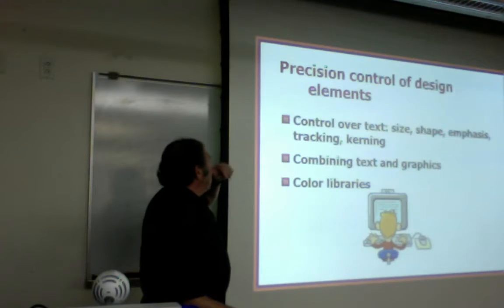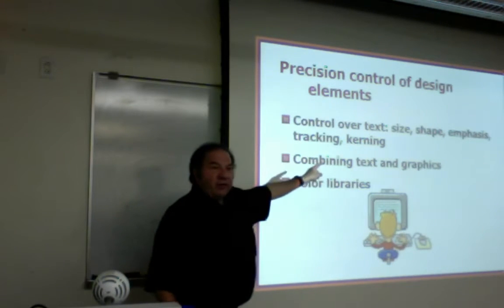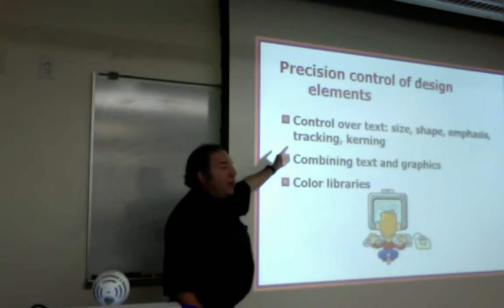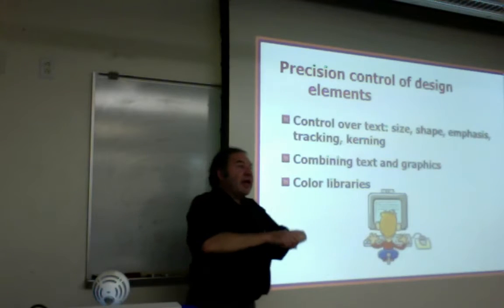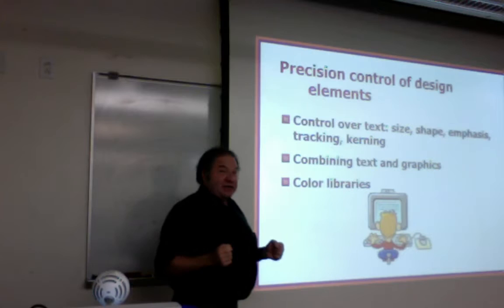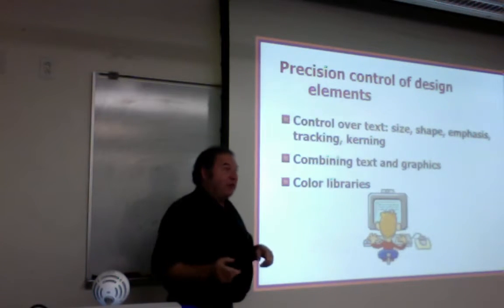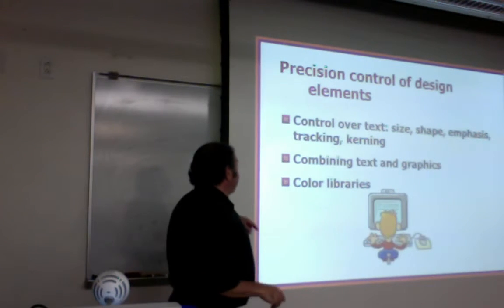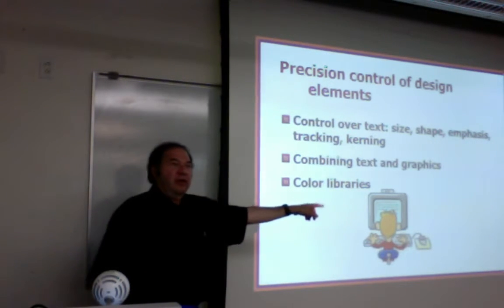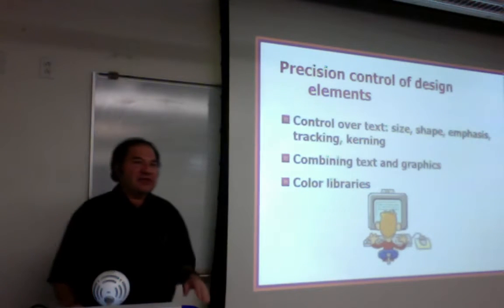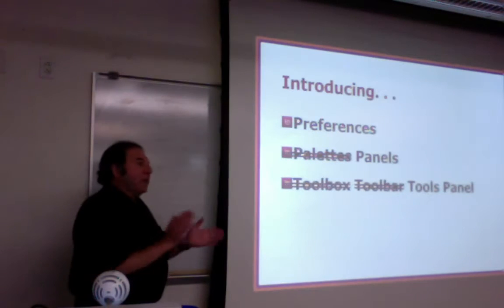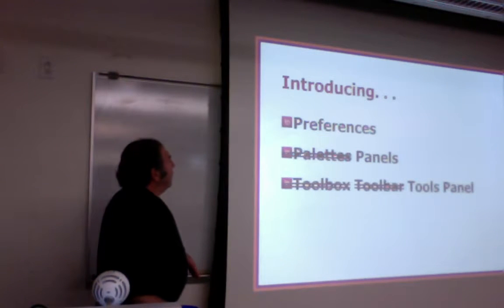All right, other stuff. You can take any letter, any character in InDesign, and you can change the size, the shape, the emphasis, the tracking, the kerning. In fact, you can actually pull a letter apart and rebuild it if you want to make it fancier or funkier looking. I'll show you how to do that too. You can't do that in Word. All right? Text and graphics, super, and then the color libraries. You've got a lot more than Bill Gates' selection of colors. Just an enormous selection of color libraries. All right, so I'll try to introduce a few things to you.